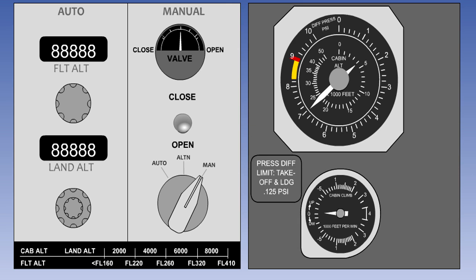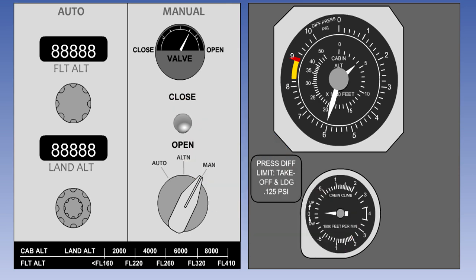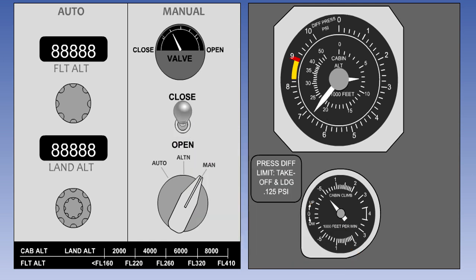Cabin rates of climb and descent should be carefully monitored and should not normally be allowed to exceed 500 feet per minute during the climb or 300 feet per minute in the descent, in order not to cause too much discomfort for the passengers.